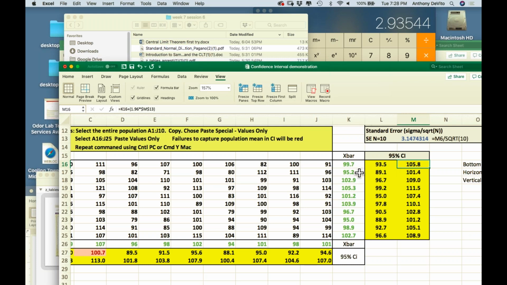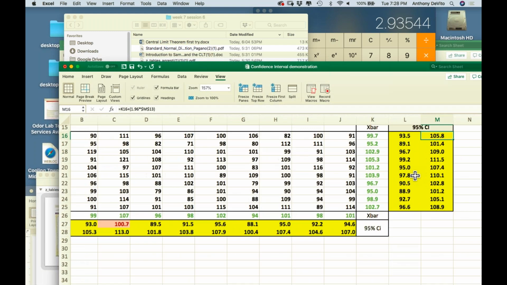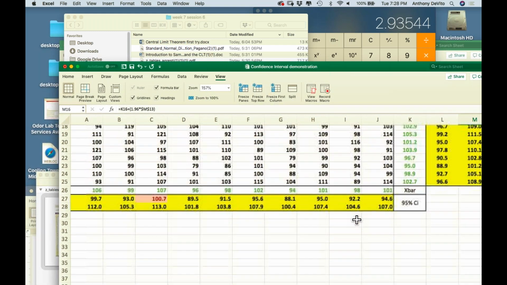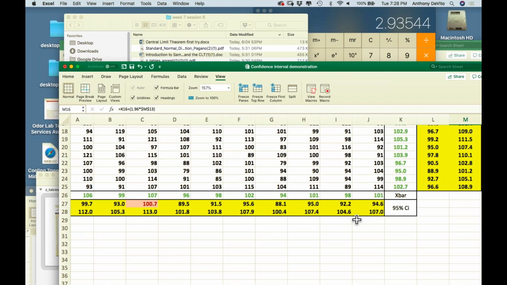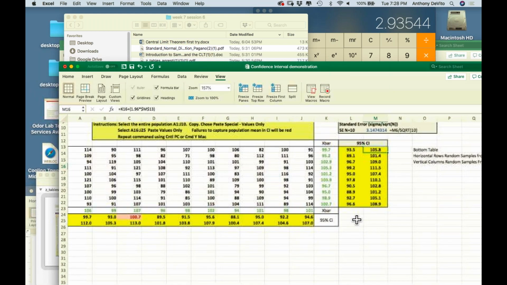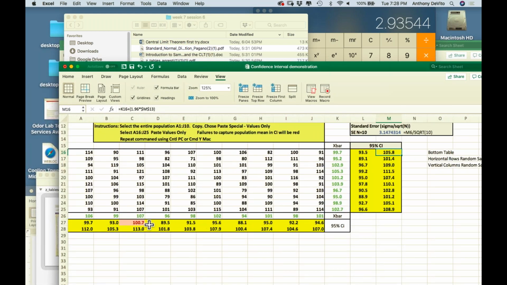The next one, same thing, 95.2, a confidence interval of 89 to 101. It just captured the population mean. At the high end, it almost missed it, but it captured it. And what I did was I had it set up so that when my population mean is not within my confidence interval, it highlights it in red. So I took 10 samples, determined the confidence interval, took another 10 samples on the columns, and calculated the confidence interval. And how many times did I miss it? How many red spots did you see there?